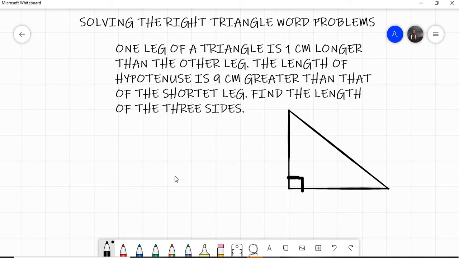Today we're gonna learn how to solve right triangle word problems. We're gonna learn how to solve word problems related to right triangles. So our first question says, question 1.